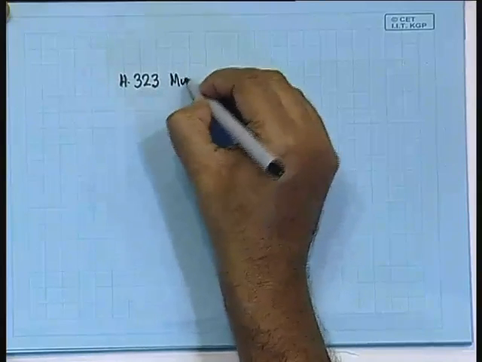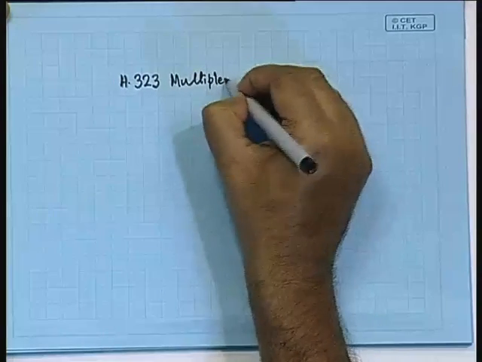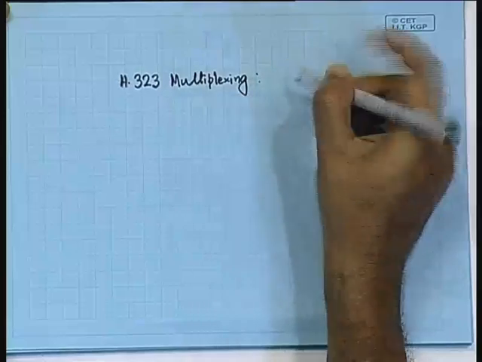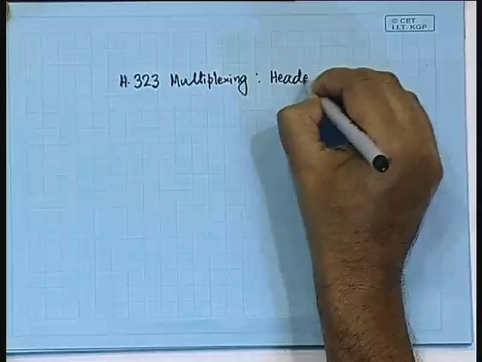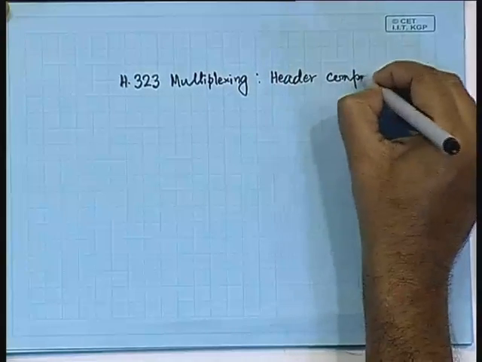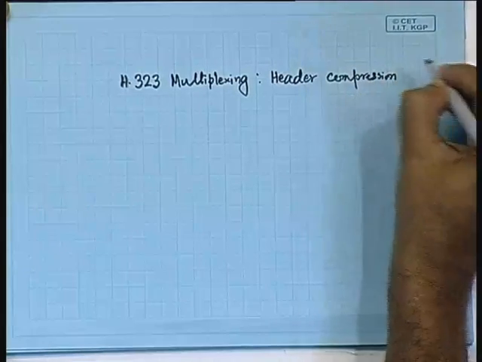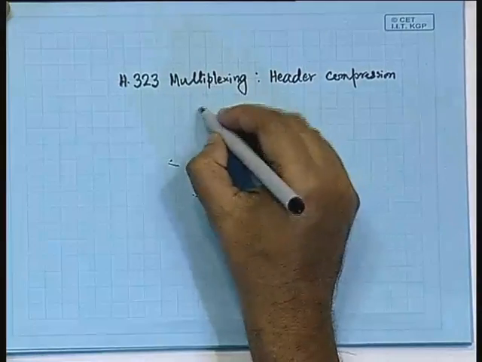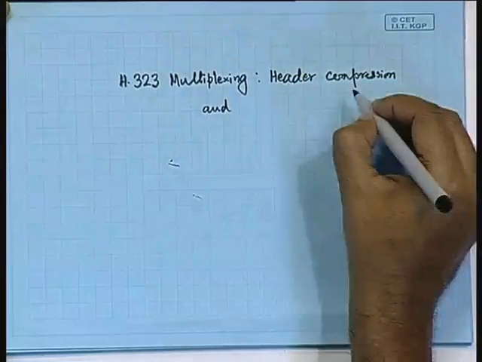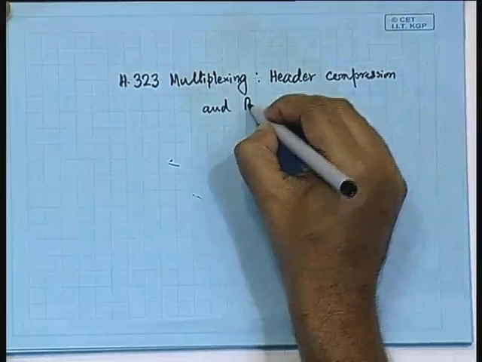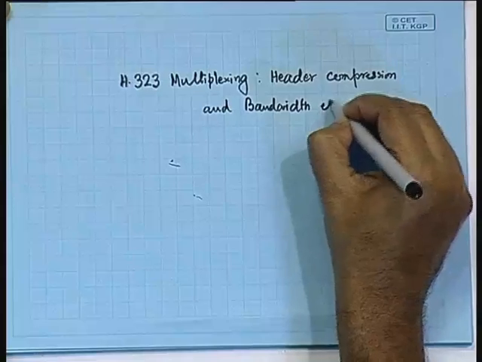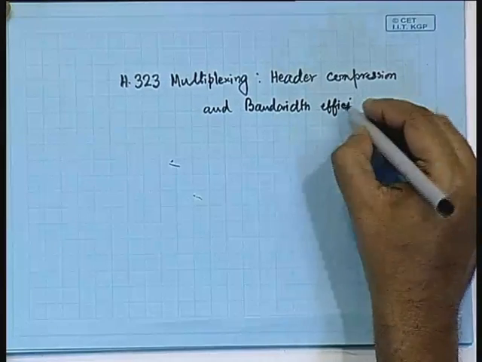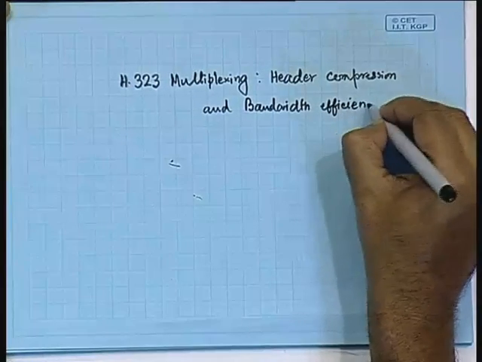H.323 multiplexing. Today we are going to talk about the scheme for the header compression, which we had in fact introduced in the last class, and subsequently, as a result of the header compression, what kind of bandwidth efficiency one can achieve by using the H.323 multiplexing.